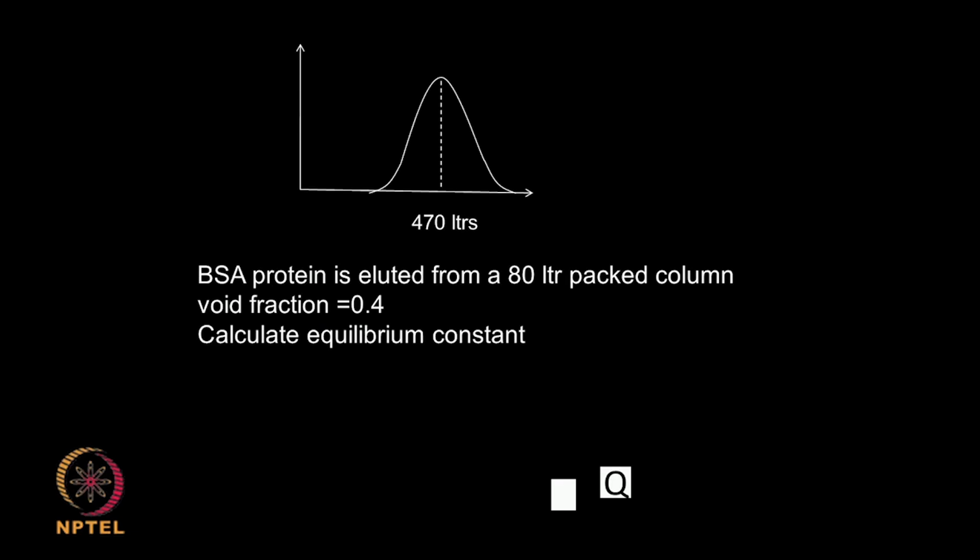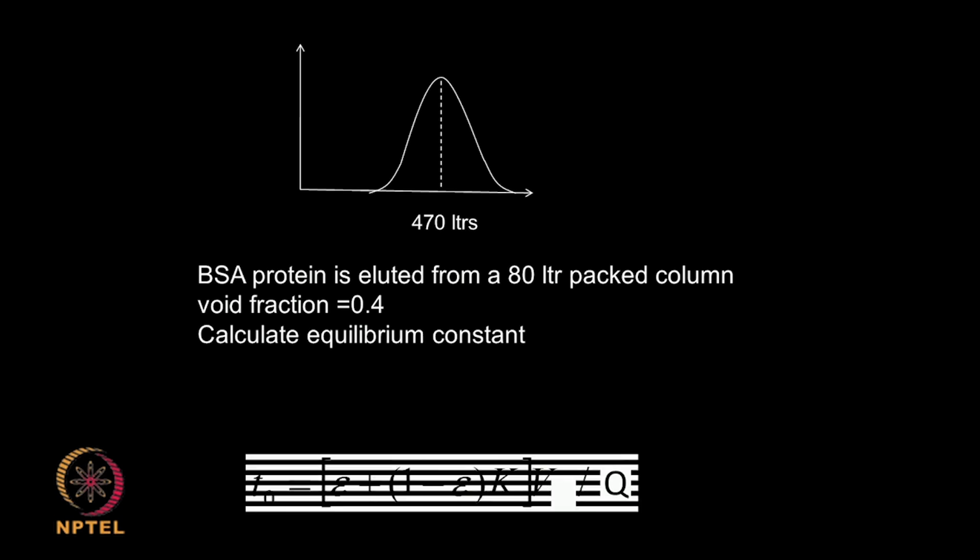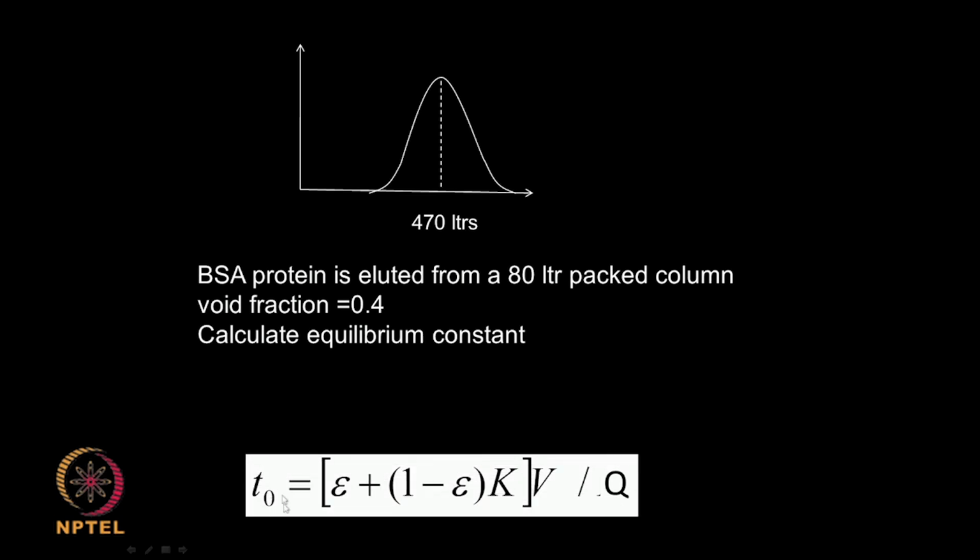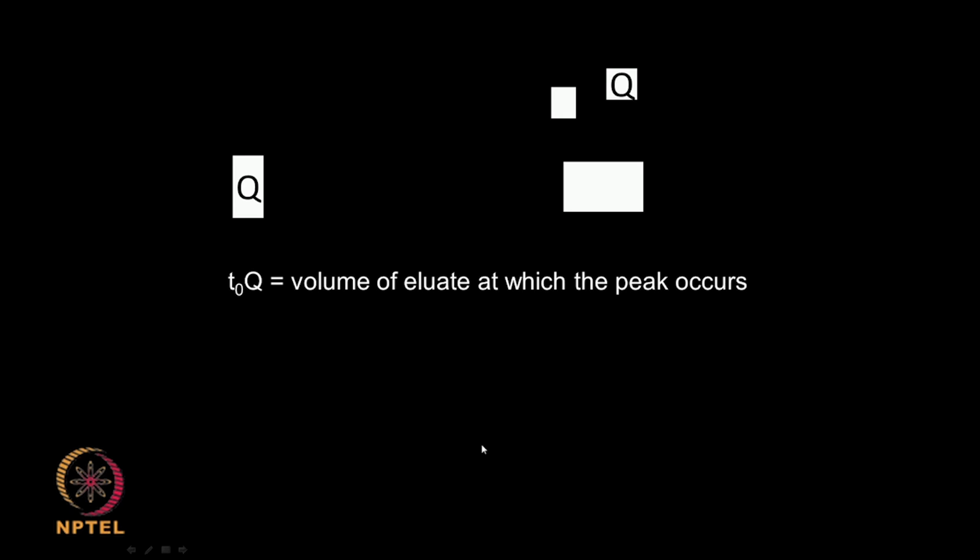If you recall your old lecture, the equation is that T naught, the elution time, is a function of the voidage, K, the volume of the packed column, and Q, the flow rate. If I multiply T naught with Q, Q T naught becomes the volume. So that will be 470, epsilon, the void fraction, is given as 0.4, the volume of the packed column is 80, and all you have to do is calculate K. So, simple actually. You just have to recall the equations, and that is what we are doing here.